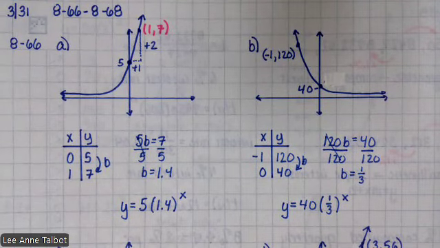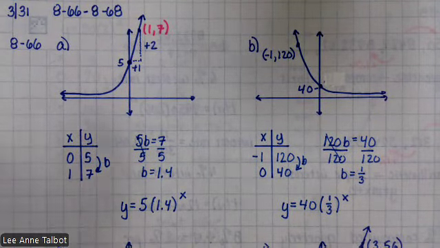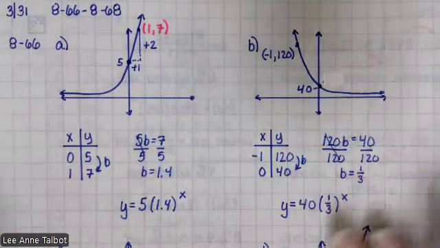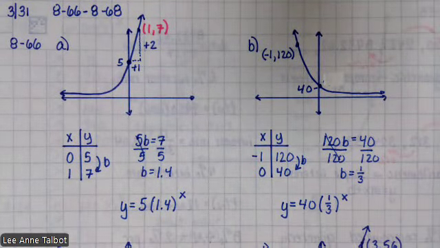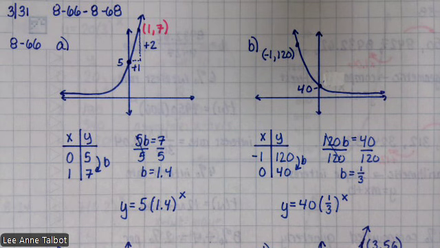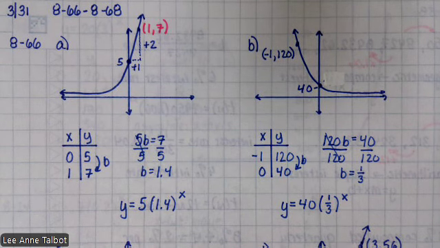Okay, do you guys have any questions about graph to table to equation so far? Anything not make sense? I know we're getting weird answers. That's totally normal.